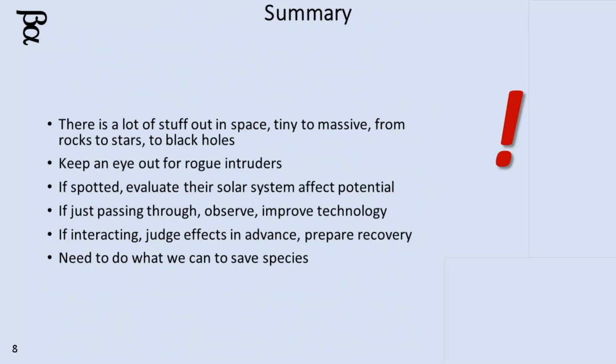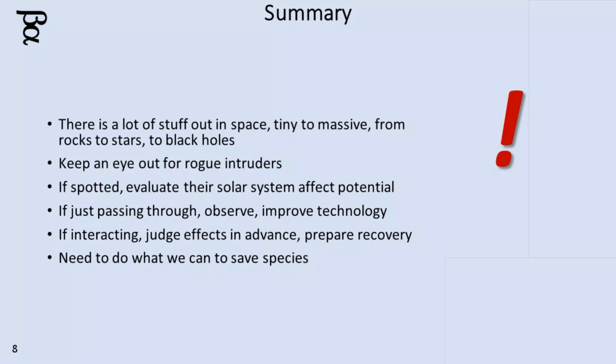So in summary, there's a lot of stuff out there in space, from tiny to massive, rocks to stars to black holes. Keep an eye out for these rogue intruders. And if you spot them, evaluate what their effect is going to be on the solar system. If they're just passing through, have fun watching them, because they're going to zip through and zip back out again, never to be seen again.